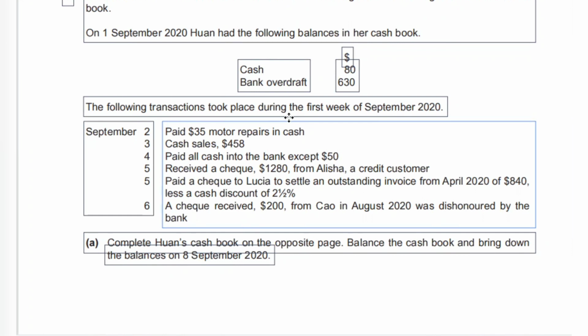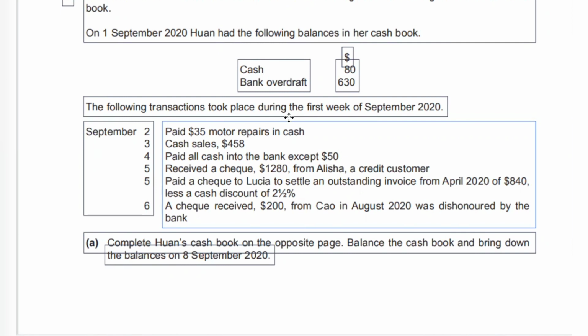So 458 plus 80 minus 50, that means 453, is written under the cash column on the credit side. That means cash is reduced, and on the debit side, we'll write under the bank column 453, as bank is debit and cash is credit with an amount of 453.